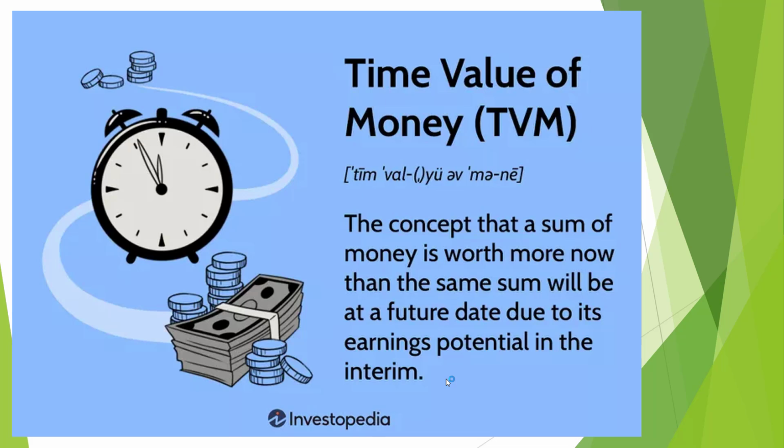So for example, if I gave you $100 today, you could take that $100 and invest it in something to earn money. Whereas if you had to wait and I said, you know what, I'm going to pay you $100 next year, and then next year rolls around and I hand you that $100, you've just missed out on the potential earnings that you could have had if I gave you the $100 today. So that's the difference between $100 today versus a year from now.